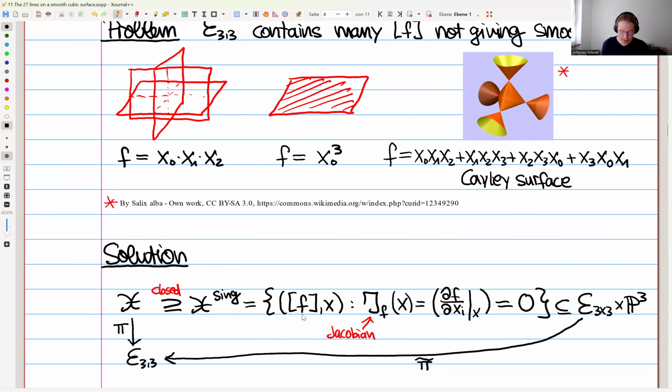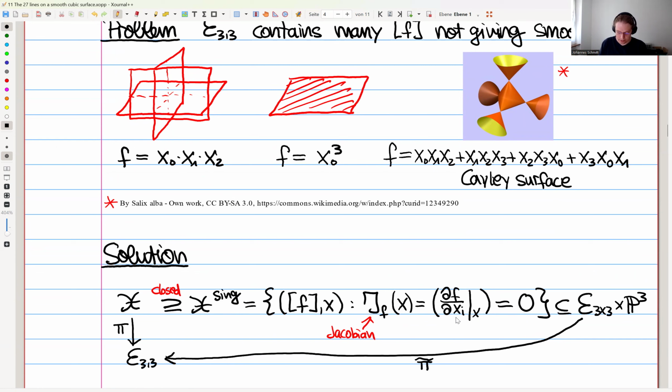We can now describe it explicitly because we have seen this projective Jacobi criterion. It says that you compute this Jacobian matrix of f at the point x, which is given by these partial derivatives at the point x. The condition that this is singular at this point is exactly that this Jacobian should just vanish. So you just impose these vanishing conditions here. And again, this is an algebraic condition.